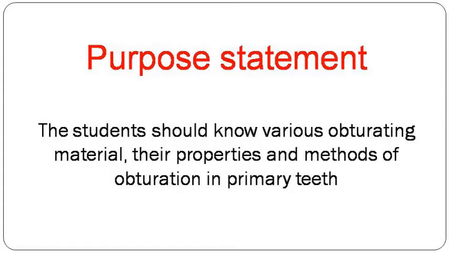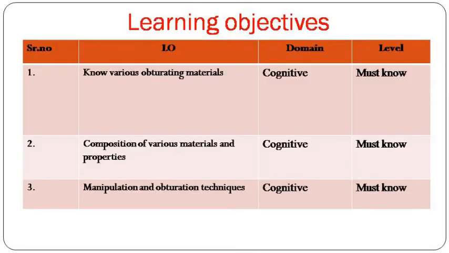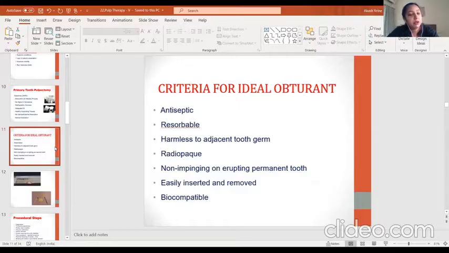Hello students, today's lecture I will be covering the topic different techniques of obturation in primary teeth. So firstly, we see the properties of ideal obturating material. Basically it should be antiseptic. It should not allow any bacteria to grow.